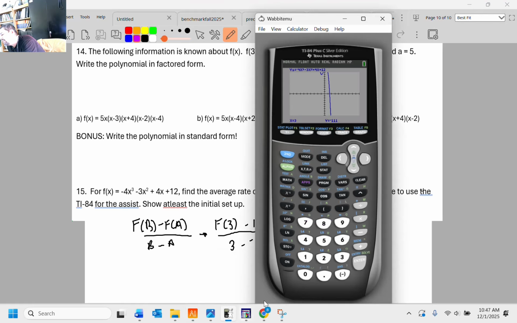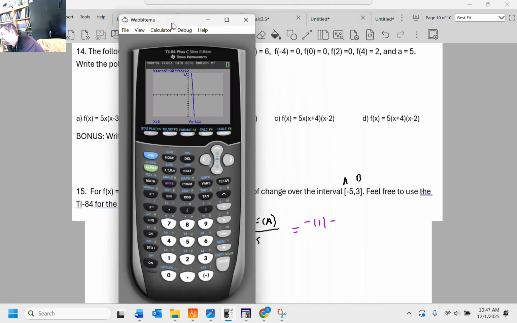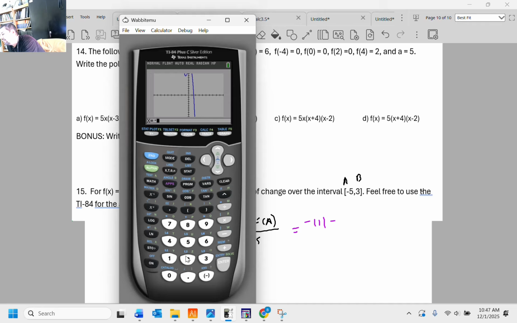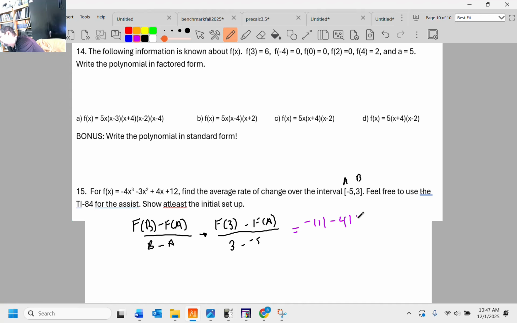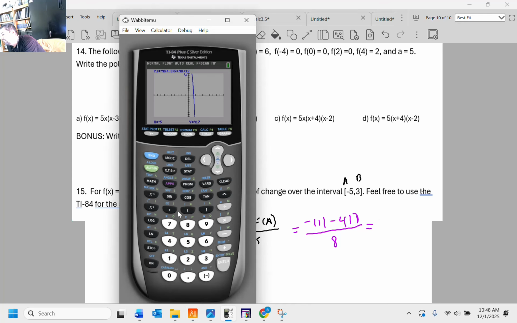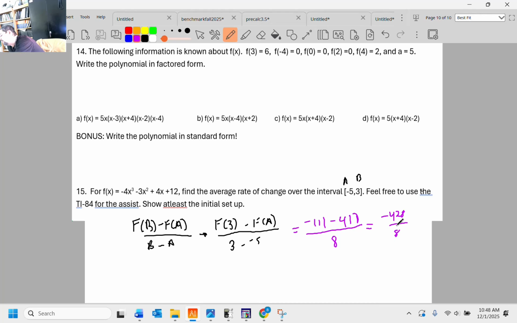Take away, because there's a takeaway. I'm going back to my TI-84. I need to figure out what f of a was. And I think it was negative 5. So second trace value again. This time a negative 5. And it's 417. And if you don't know what 3 take away negative 5 is, I don't know why you're in Algebra 2. But you are. Now I need to figure out what negative 111 take away 417 is. And I get negative 428. So negative 428 over 8.